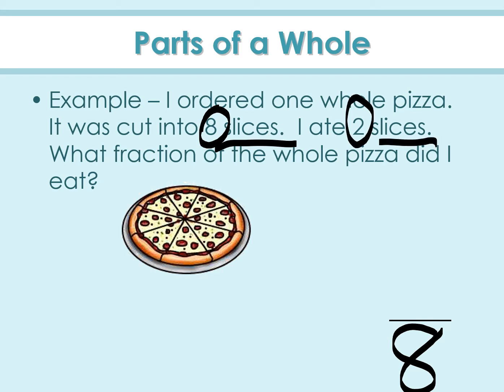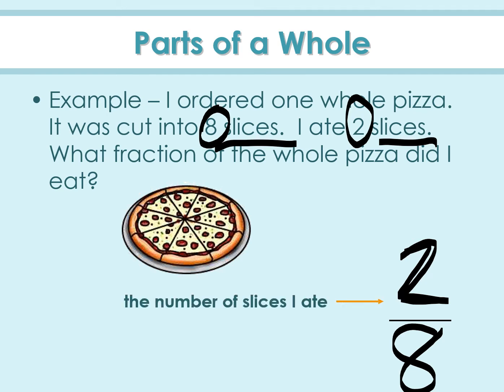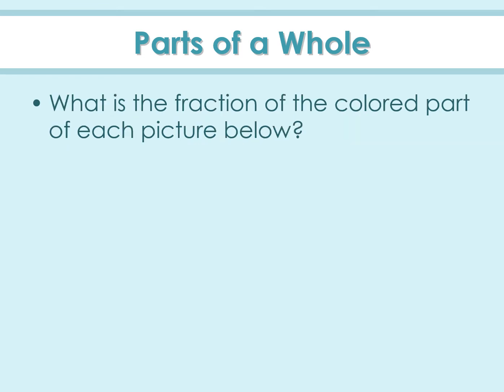So I need to put that number on the top. My fraction would be 2/8. I ate 2 out of the 8 slices of pizza. The number of slices I ate was 2, and the total number is 8. What is the fraction of the colored part of each picture below? This fraction would be what? Write your answer down.